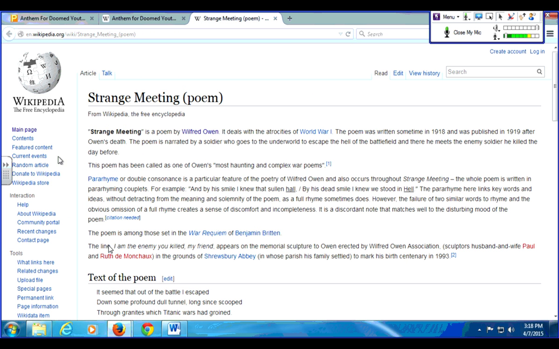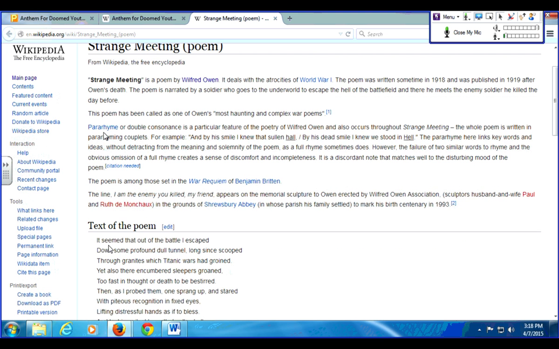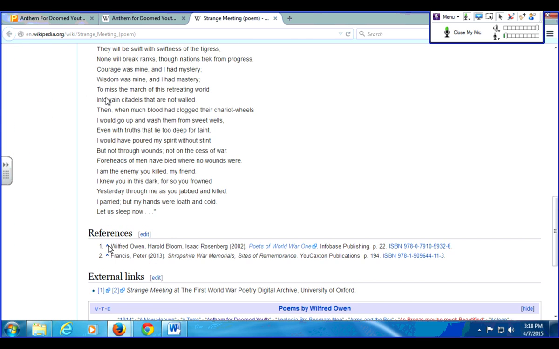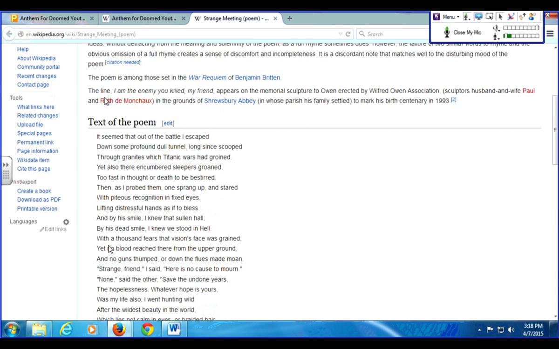And the last one we're looking at is what's called Strange Meeting. So it's another one that was written and published right before he went back to the war. This one is fairly long, but it talks about how a soldier goes underground and sees the body of an enemy soldier that he shot the day before.